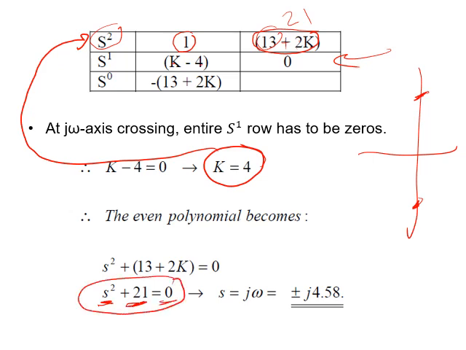Now find the value of s here. You are going to find that s, which equals j omega, is equal to plus minus j 4.58. That means this point is equal to 4.58. Remember, the point on j omega equals 4.58. But to reach it, the gain must be equal to 4.